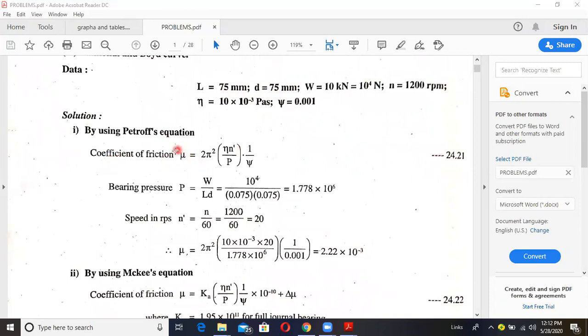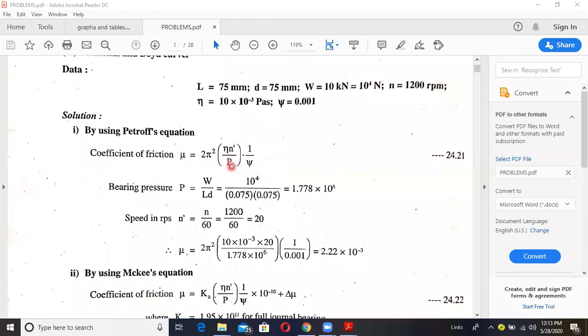Now, first we will consider Petrov's equation. The formula to calculate mu based upon Petrov's equation, which we have derived, is mu is equal to 2 pi square eta n dash by P into 1 divided by xi. If you see this formula, we know the value of eta, but n dash is unknown. N dash is the speed in RPS that we have to calculate. They have given the speed in RPM. Xi is the given diametrical clearance ratio, and P is the bearing pressure.